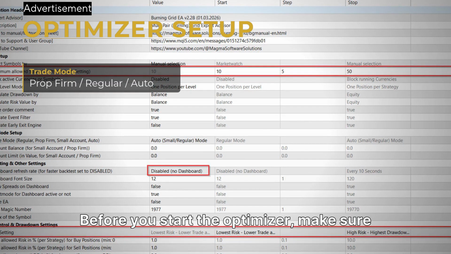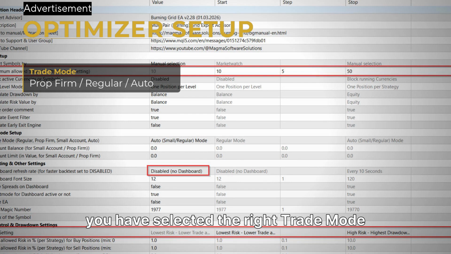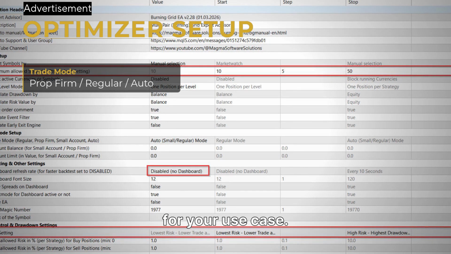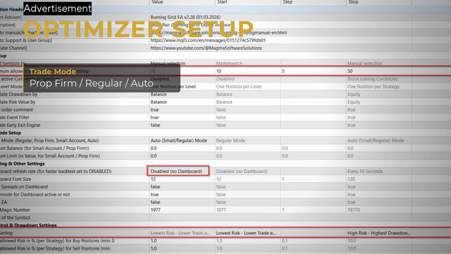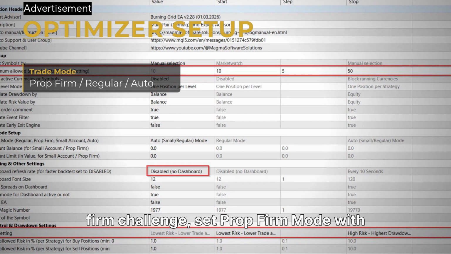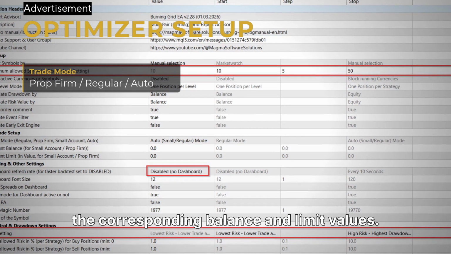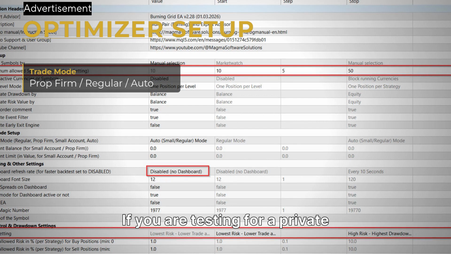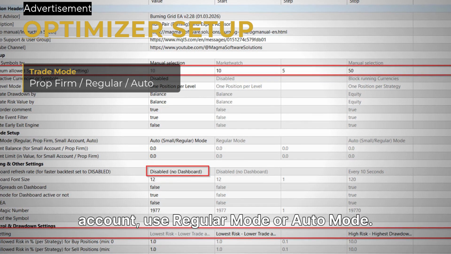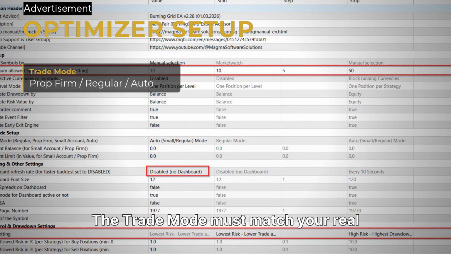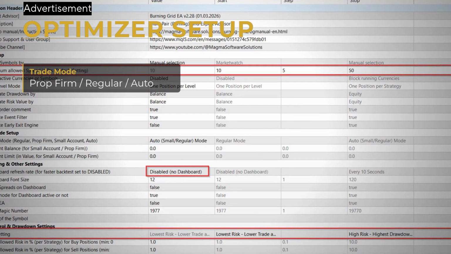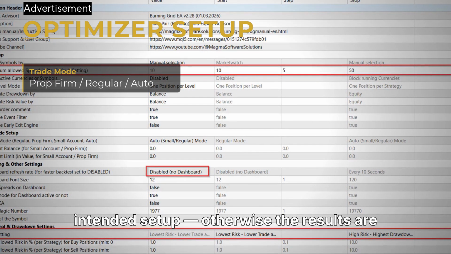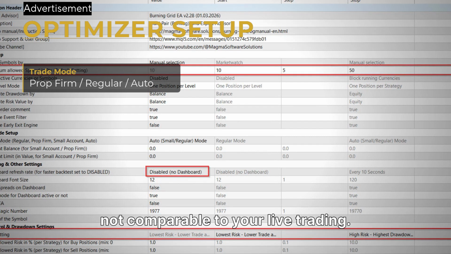Before you start the optimizer, make sure you have selected the right trade mode for your use case. If you are testing for a prop firm challenge, set prop firm mode with the corresponding balance and limit values. If you are testing for a private account, use regular mode or auto mode. The trade mode must match your real intended setup, otherwise the results are not comparable to your live trading.